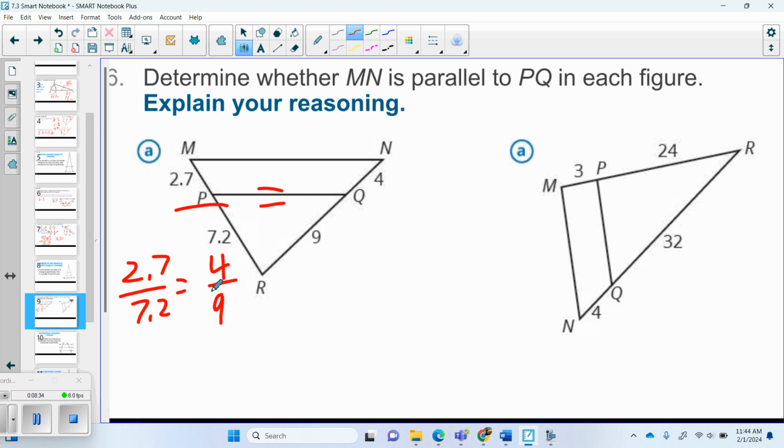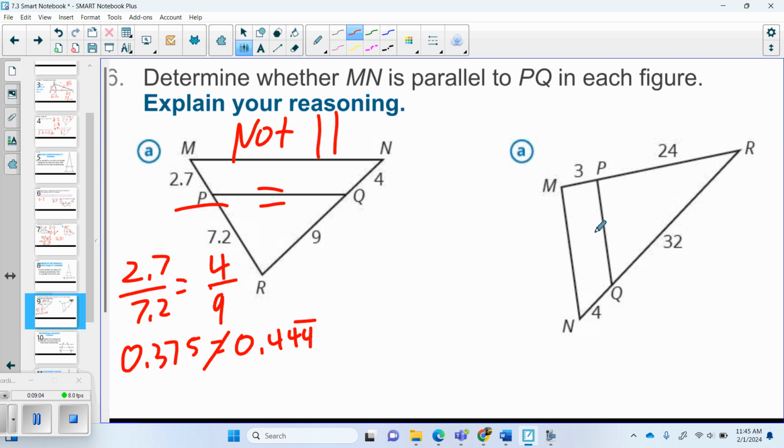Let's just put this in the calculator. 2.7 divided by 7.2. The left side is 0.375. And then 4 divided by 9 is 0.444, repeating. So these ones are not parallel because this doesn't equal the left side. The proportion isn't the same. You guys pause the video and try this one.